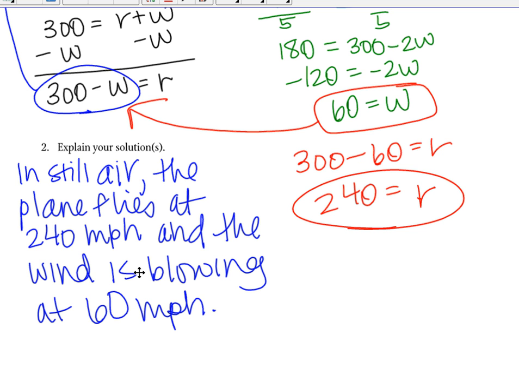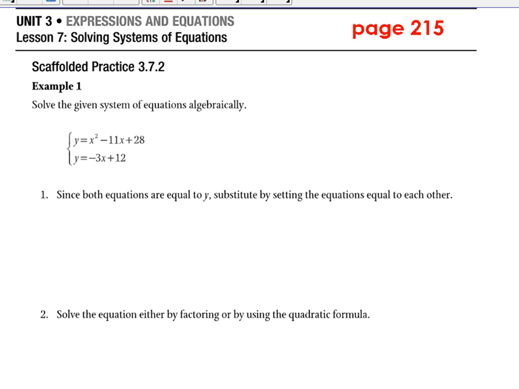Okay. All right, so go ahead and turn your books to page 215. We're going to look at example number 1. Now, in example number 1, this is slightly different than our warm-up because it says solve the given systems of equations algebraically, and they're both solved for y. In our warm-up, only one was solved, and it was for x, but only one of our variables was alone. But since both equations are equal to y, all we're going to do is take one of them and sub it in for the other y.